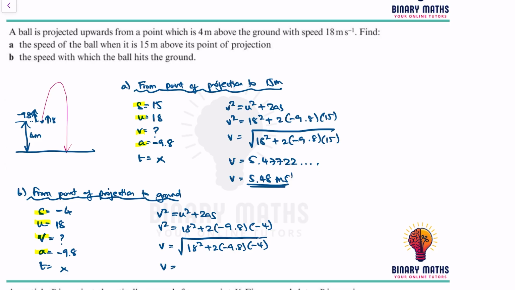V is equal to negative. We're going to take the negative value because remember, if it's traveling up, it's a positive velocity, but if it's traveling down, it's a negative velocity. So it's going to be negative of the square root, which is negative 20.05991, which means the velocity is equal to negative 20.1 meters per second. Therefore, we're asked to find the speed, which is positive. Speed will be equal to 20.1 meters per second.